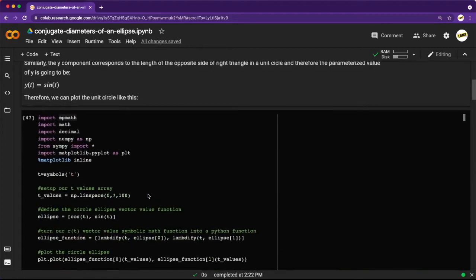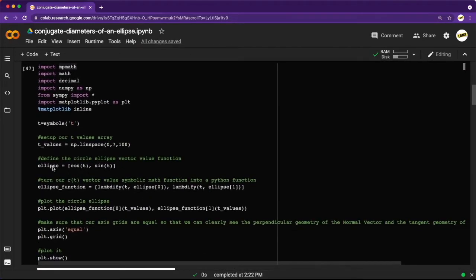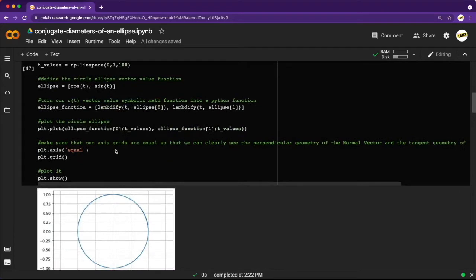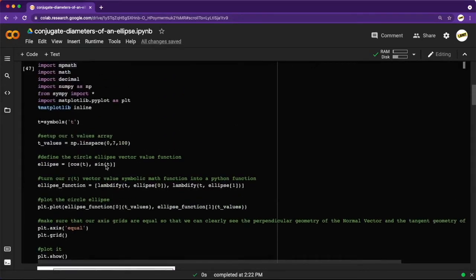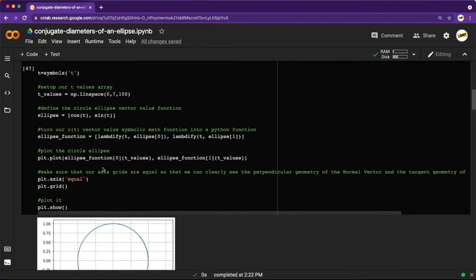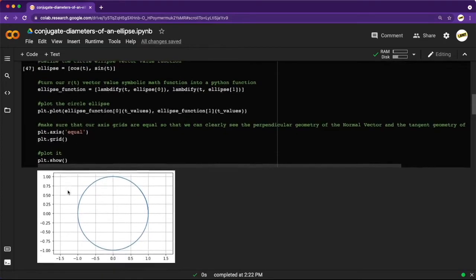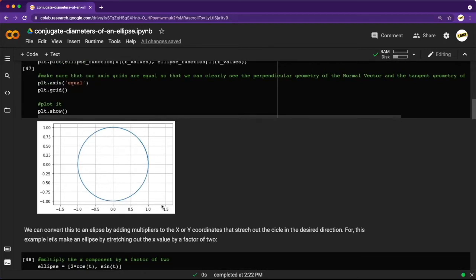So let's see if that works. We have our vector valued function here that we have parameterized. Like we said, it's just cosine t and sine t. Then we lambdify it, and then we plot it, set the axes to equal, and make sure the grid shows, and we plot it, and sure enough, it draws a circle like we expected it would.